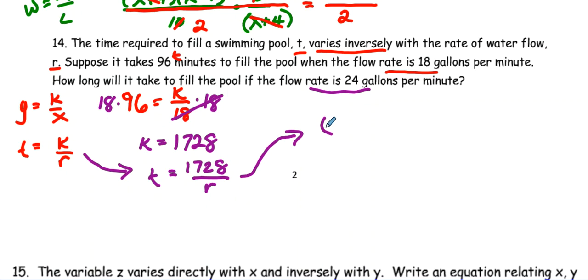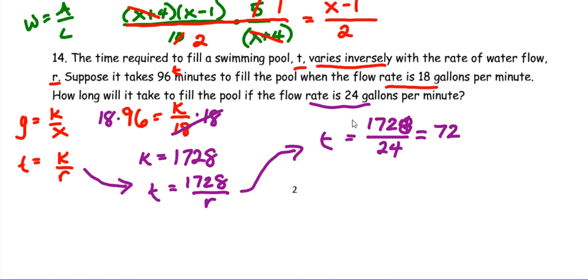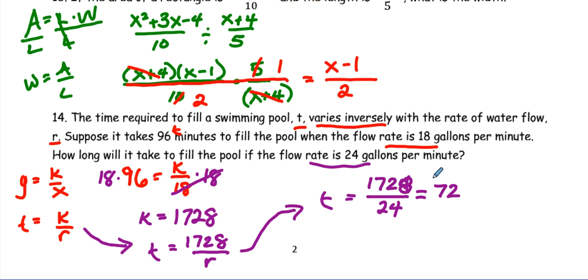So what's the time if the rate is 24? So you're just going to divide that. So I miscopied the number here. This is an 8, and this gives me 72. And I need a unit on here, so let's go back and see what our unit was before. Time was measured in minutes, so this would be minutes.